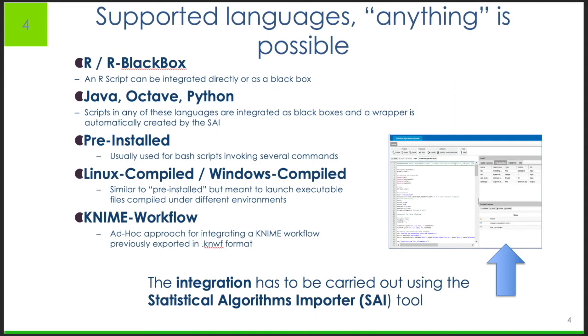You can import pre-installed methods, usually used for bash scripts invoking several commands, as well as Linux compiled or Windows compiled, and you can import KNIME workflows. So there is an ad hoc approach for integrating a KNIME workflow that is previously exported in this KNIME format. And as said, the integration has to be carried out using this tool. So let's see how.